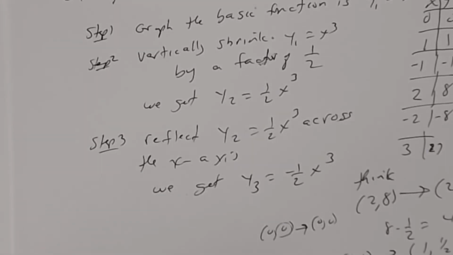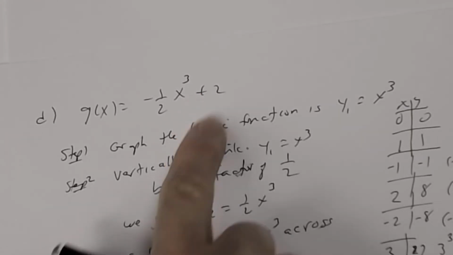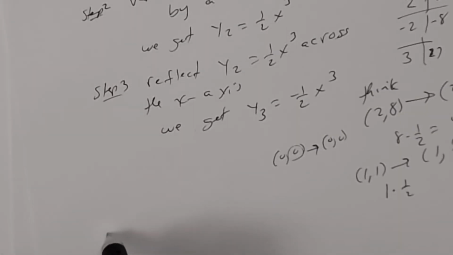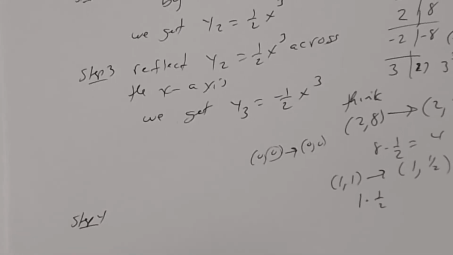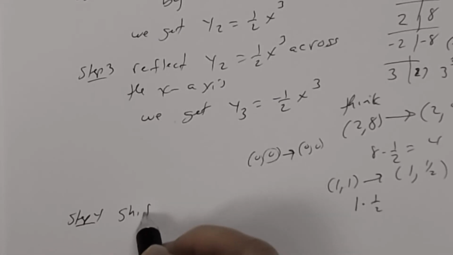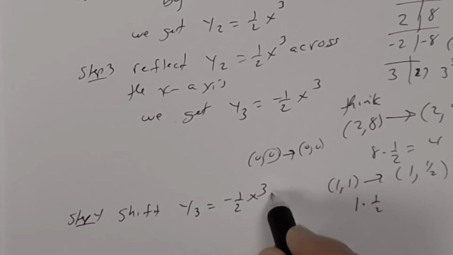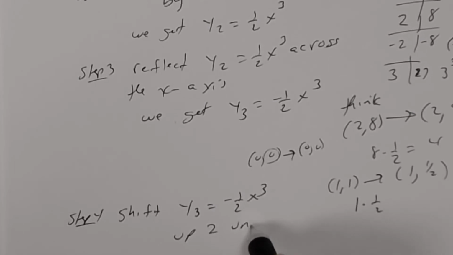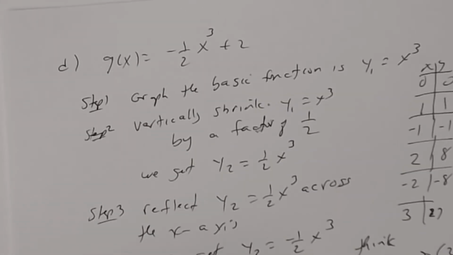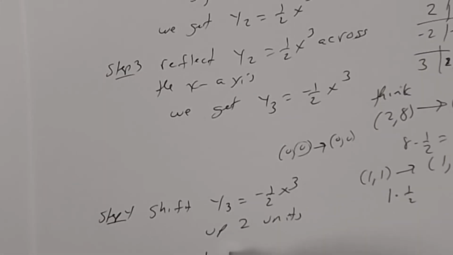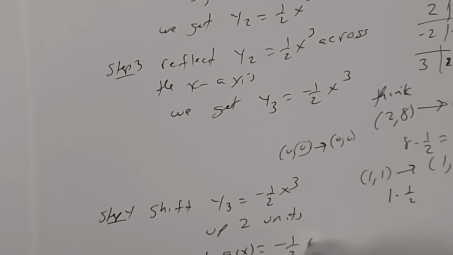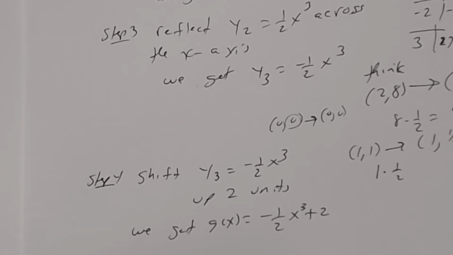And then finally, the next thing we're going to do is shift this graph up 2 units. So step 4 is to shift this graph up 2 units, and then we get our final graph, which is what we wanted. We'll call it g of x, which equals negative 1/2 x cubed plus 2.